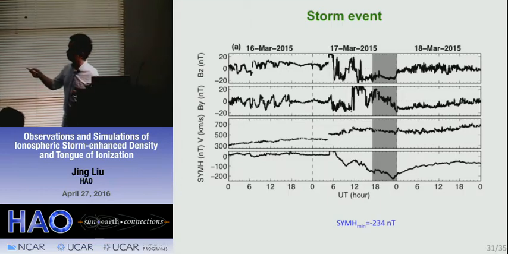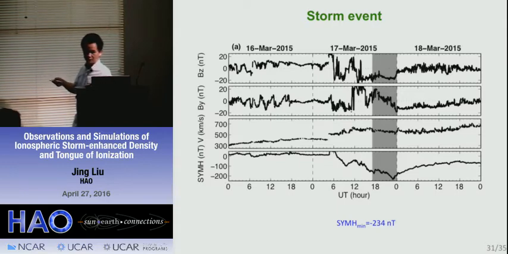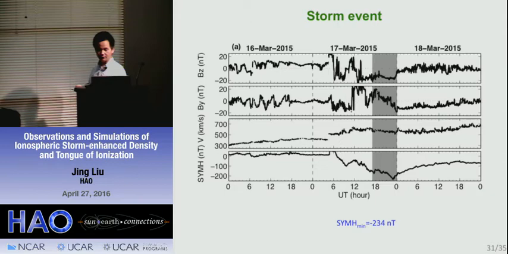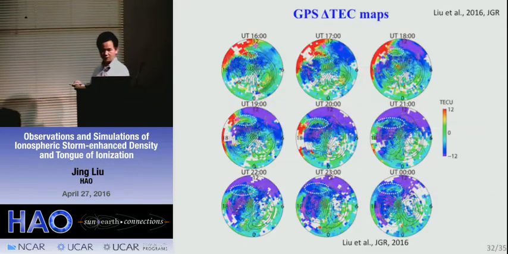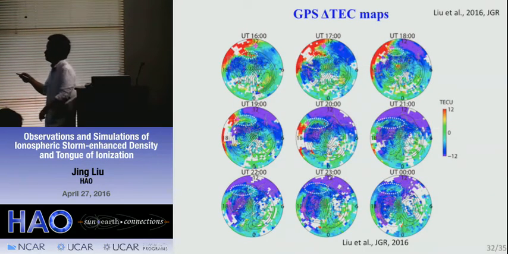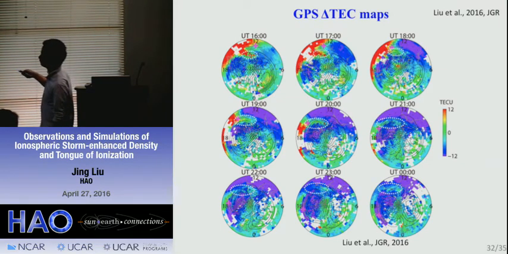This is the most recent storm. It is quite intense. The Sym-H index is about -234 nT. The shaded periods also denote the intervals when the SED occurred. We see this kind of enhanced density structure here. This is the so-called SED, a very weak tongue-like TOI structure along the anti-sunward flow here.